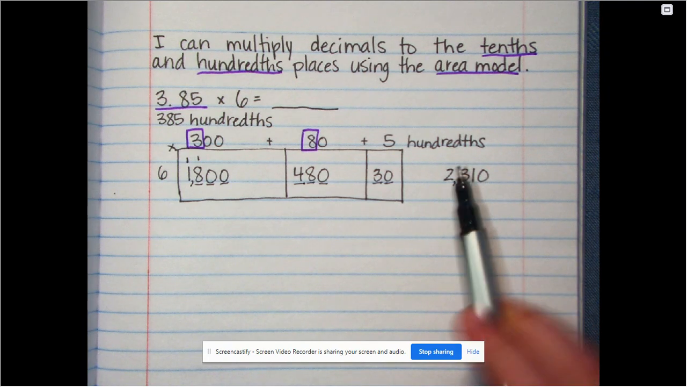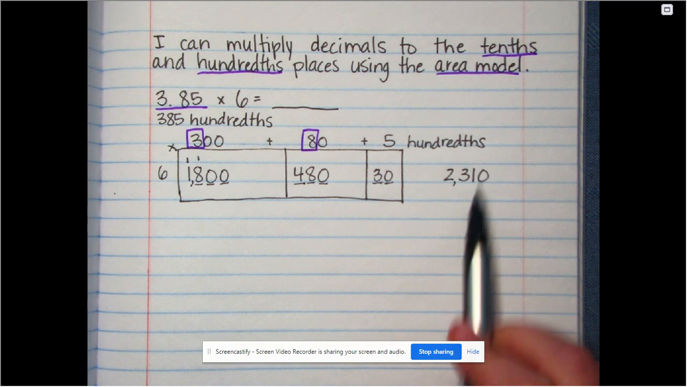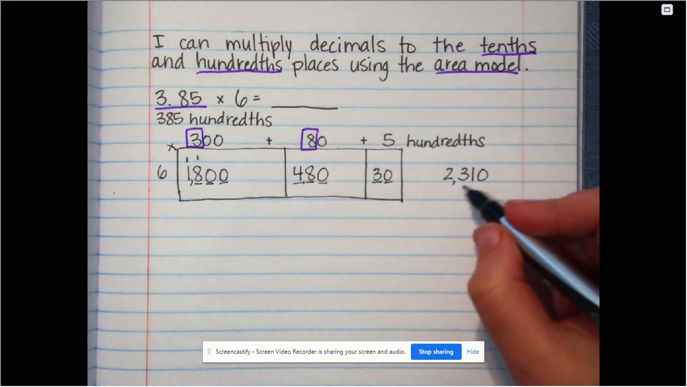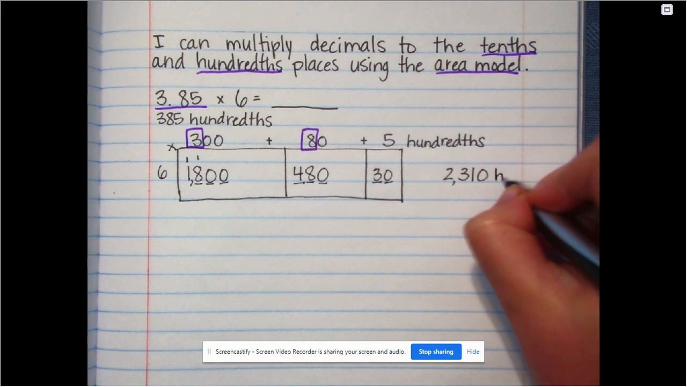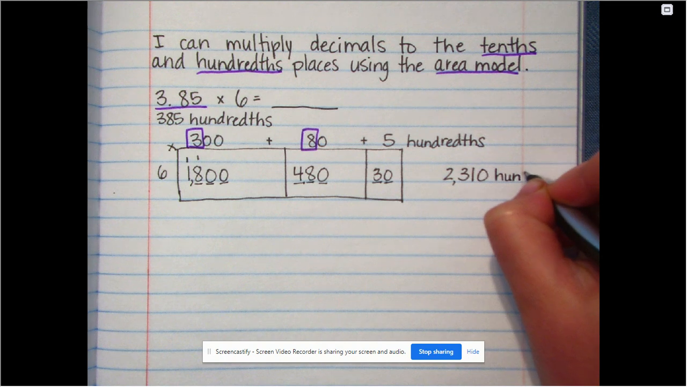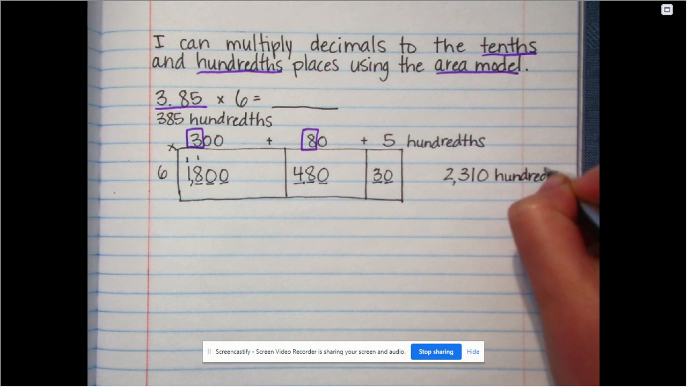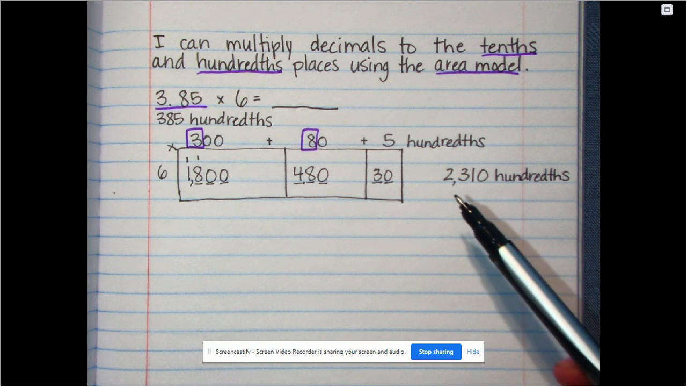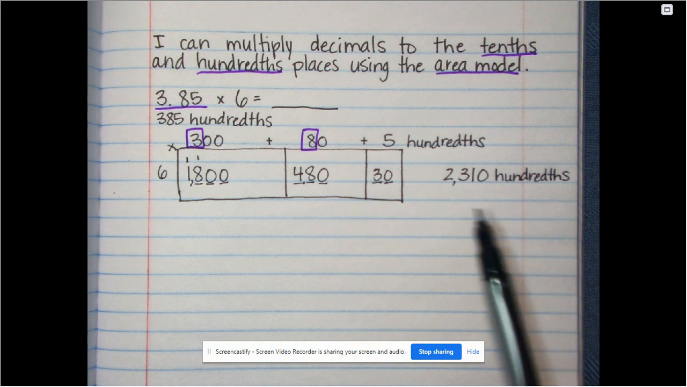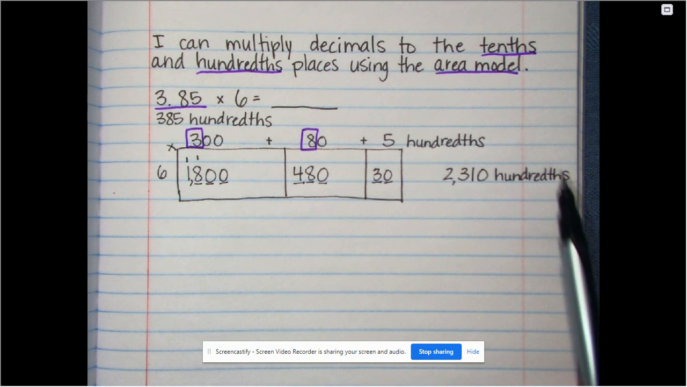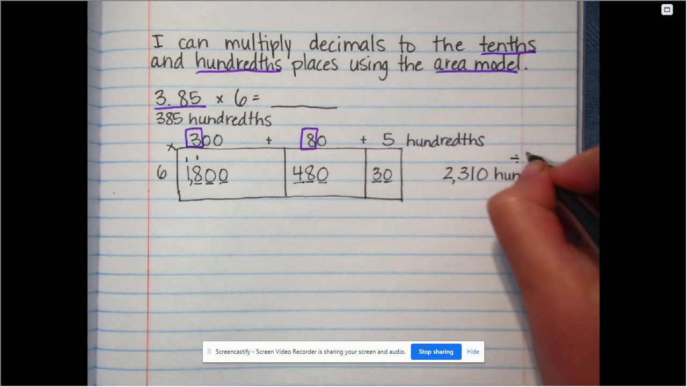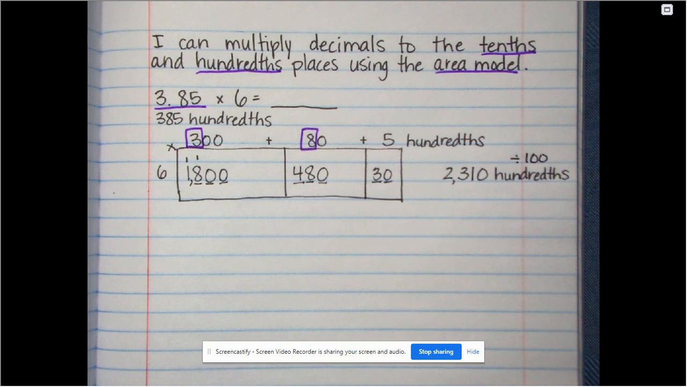Okay, but I have to remember that right now, this is representing my number in unit form, so I have 2,310 hundredths. And to write our answer in standard form, I have to change it from hundredths to the standard, so I'm going to divide by 100. So that's what I'm going to be thinking about.